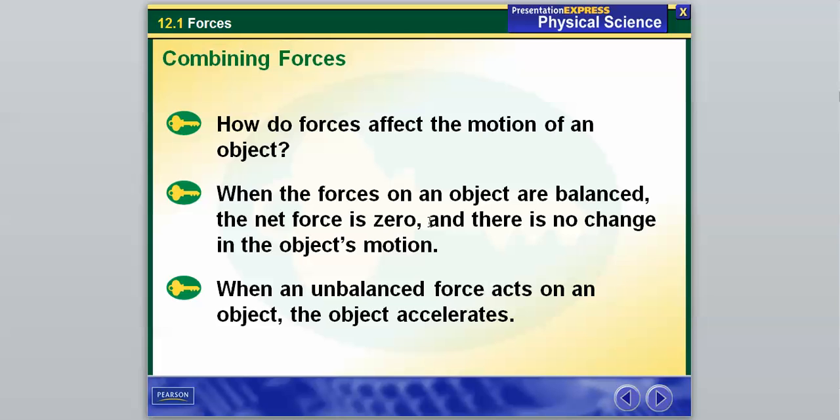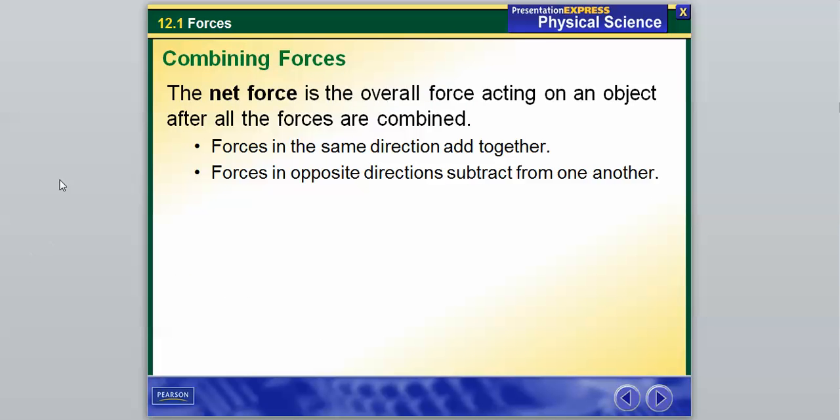Balanced forces mean that equal things are acting upon an object. That means that an object is just not going to change motion because they cancel each other out. When an unbalanced force acts on an object, the object's going to accelerate because it's either going to increase speed or it's going to change its direction. And one term that was used in there that might be a little bit new to us that you probably need to know is the net force.